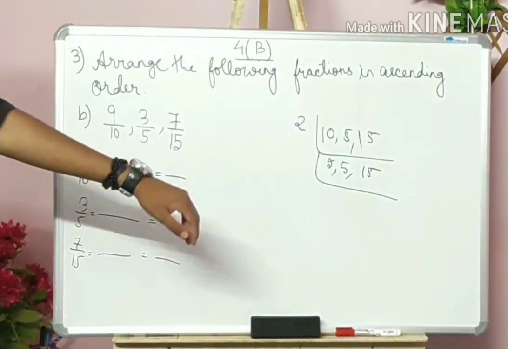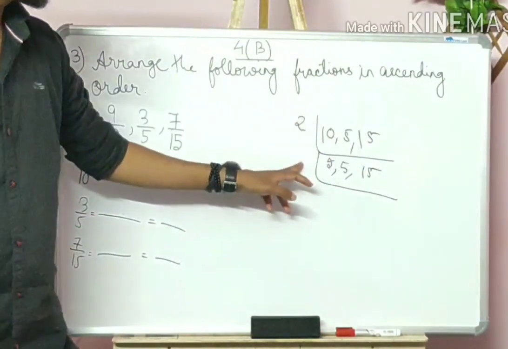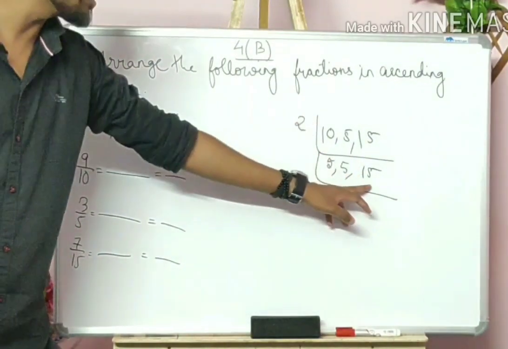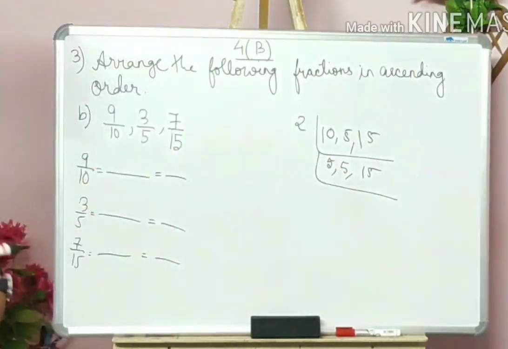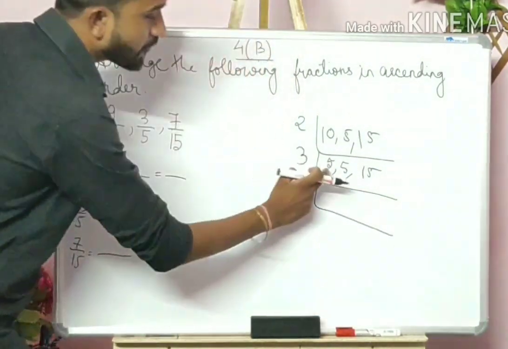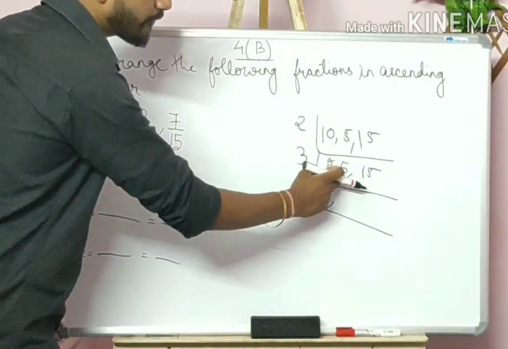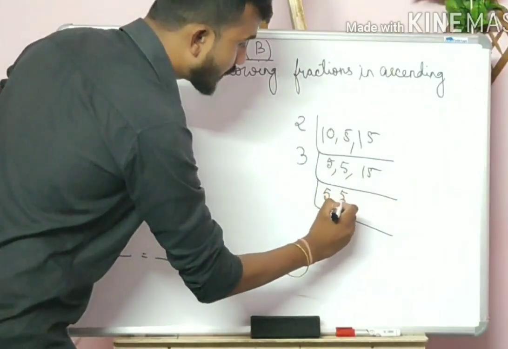Okay, so again you see 5, 5 and 15. After 2, the next prime number is what? 3 is there. So 15 can be divided by 3, so I am going to divide by 3. You see, 3 cannot divide 5, that means 5 will be written here. Can 3 divide 5? No. So we are going to write 5 directly.